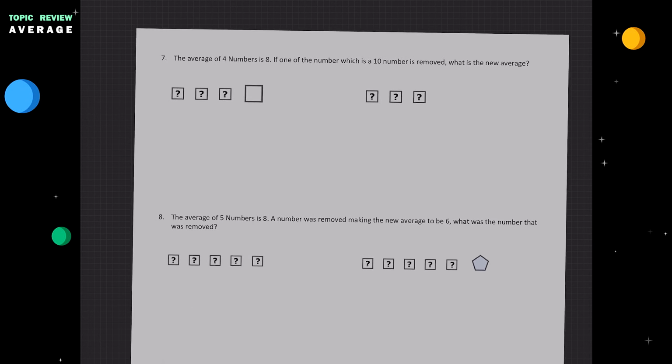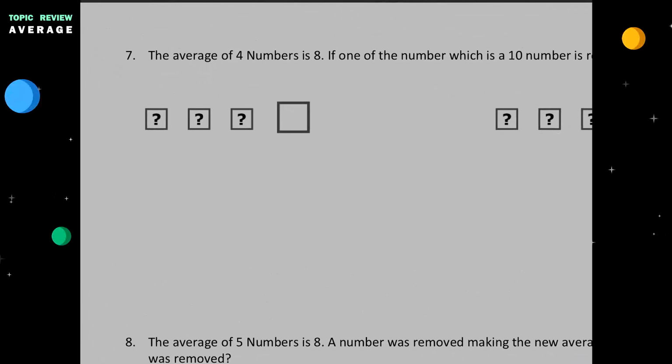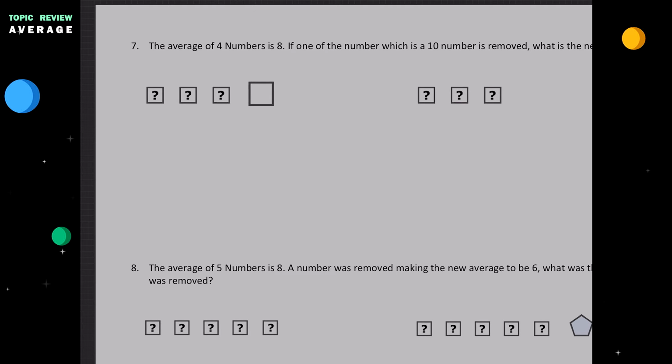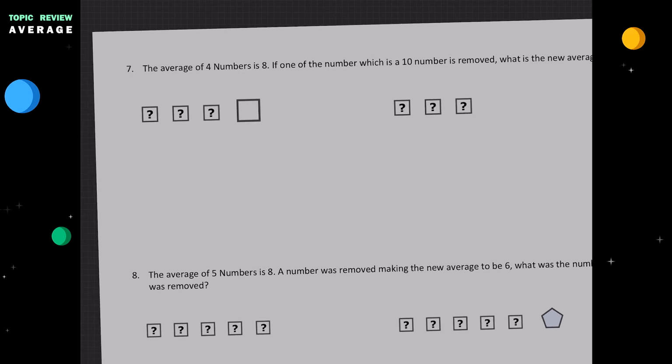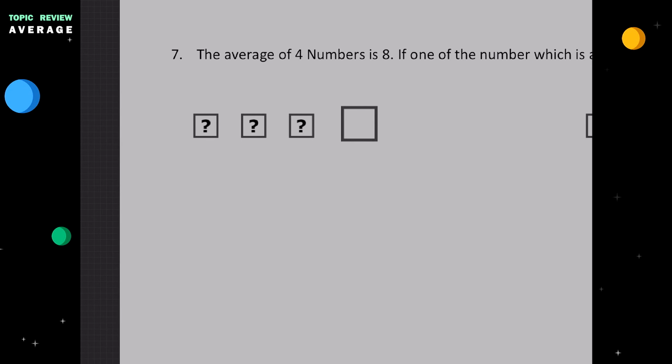Now the next one says, the average of 4 numbers is 8. If one of the numbers, which is a 10, is removed, what is the new average? So let's have a look. It says the average of 4 numbers is 8. So let's look at the first sentence and draw this picture. We've got 4 numbers, right? Here are your 4 numbers. The last one is bigger for a reason. I'll show you why. But just imagine they're 4 different numbers. Don't worry about the bigger shape there. It doesn't make any difference right now.